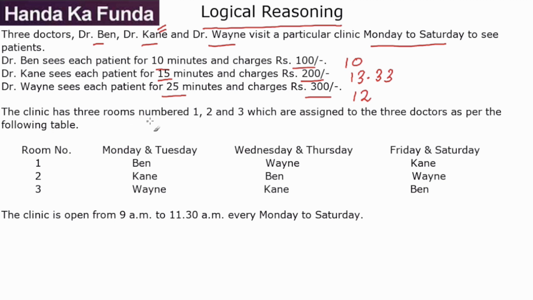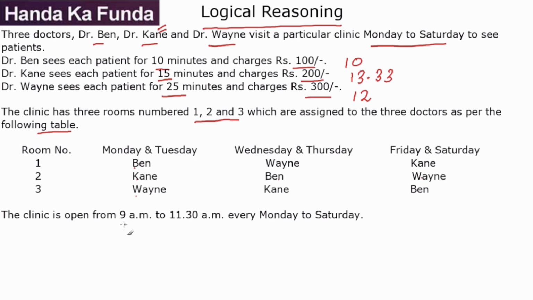Then the clinic has three rooms numbered 1, 2, and 3, which are assigned to the doctors as per the following table. In rooms 1, 2, and 3, on Monday and Tuesday, the order is Ben, Kane, and Wayne. On Wednesday and Thursday, the order changes. It becomes Wayne, Ben, and Kane. And on Friday and Saturday, it becomes Kane, Wayne, and Ben. So the orders, as you can see, keep changing.